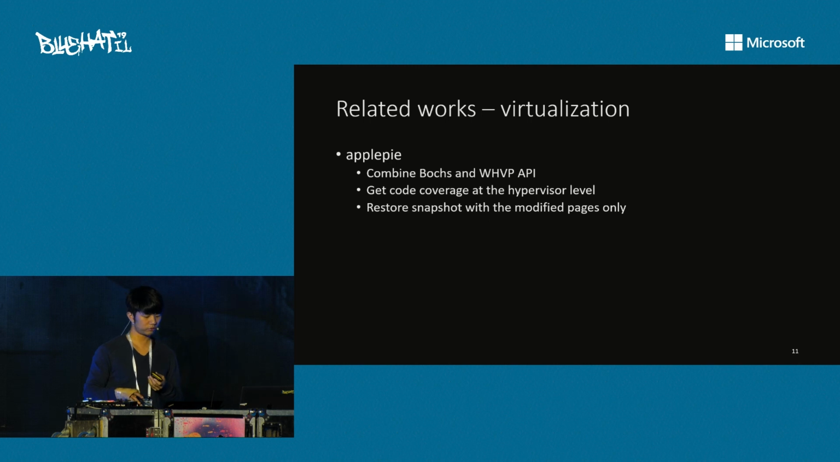And here is the solution for virtualization, Apple Pie. Apple Pie is a very new project. It came out when I was preparing this slide. It combines bochs and the Windows Hypervisor Platform API, so it gets the code coverage at the hypervisor level rather than the emulation level. So the performance is improved a lot. It also supports a fast reset, which restores the snapshot with the modified pages only.